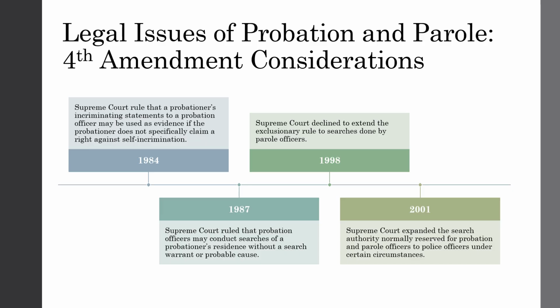Now, in 1998, the Supreme Court declined to extend the exclusionary rule to searches done by parole officers. But in 2001, the Supreme Court expanded the search authority normally reserved for probation and parole officers to police officers, but only under certain circumstances. If you are on probation and you get pulled over, it used to be that the police would find out you're on probation and call your probation officer. Your probation officer would come out to wherever you are, whether it's a car search or a home search, and then go through your belongings. But under certain circumstances, police officers now can go ahead and complete those searches.